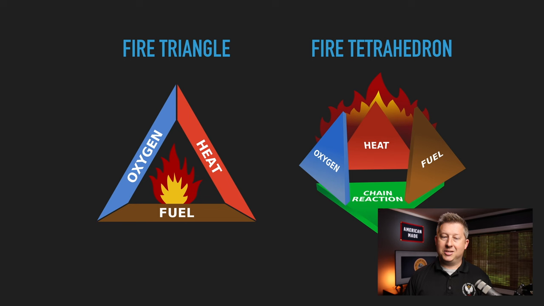It's basically exactly the same thing with one additional component added to it, and that's the chemical chain reaction. So basically, the reason the tetrahedron's there is because we do have to recognize the fact that a chemical chain reaction has to take place for fire to continue to burn. And if you disrupt that chemical chain reaction, the fire will also go out. So that's absent from the fire triangle, but essentially they're the same thing. They're just kind of a more modern look at what elements have to be there for a fire to occur.